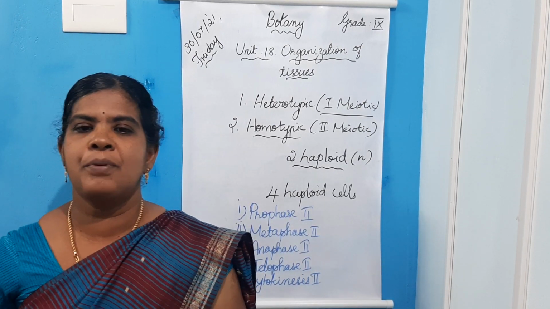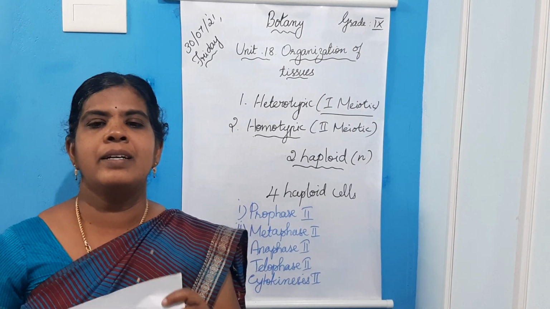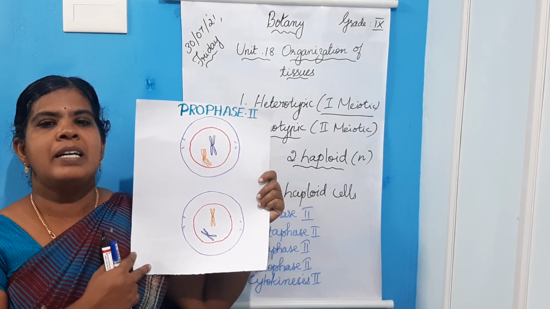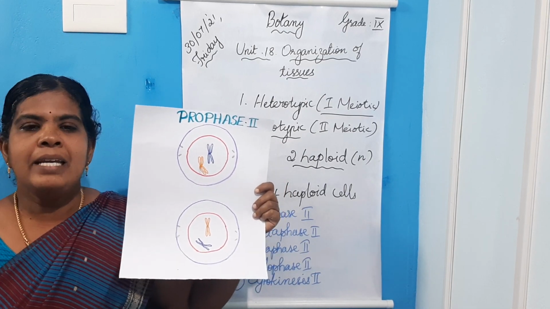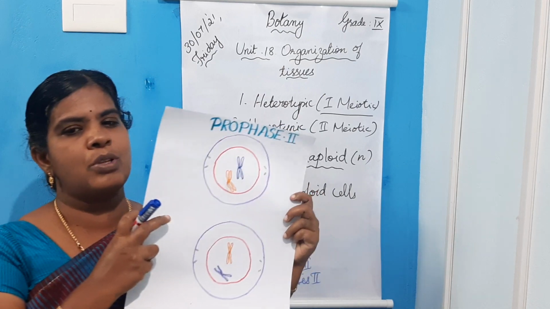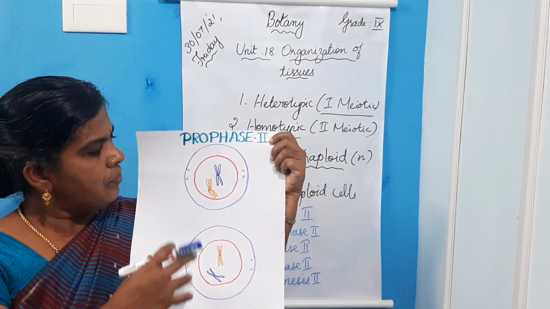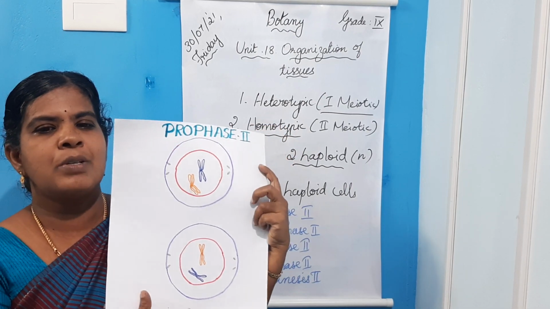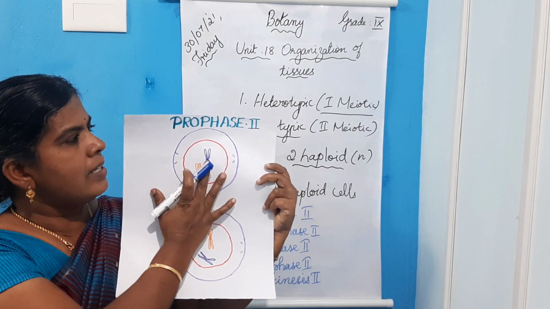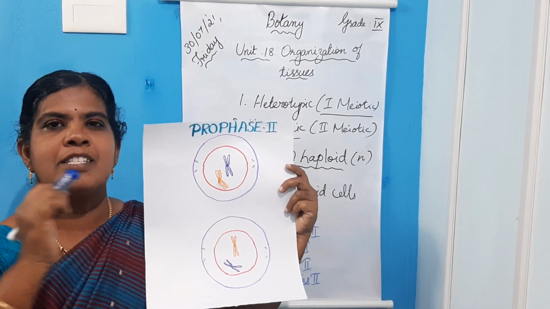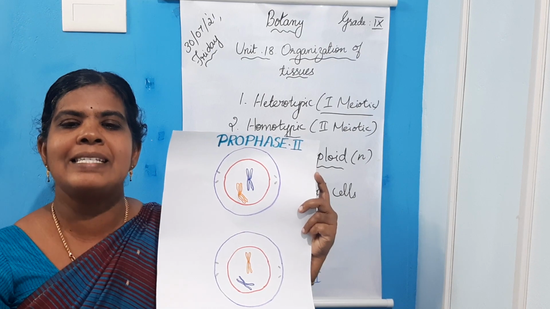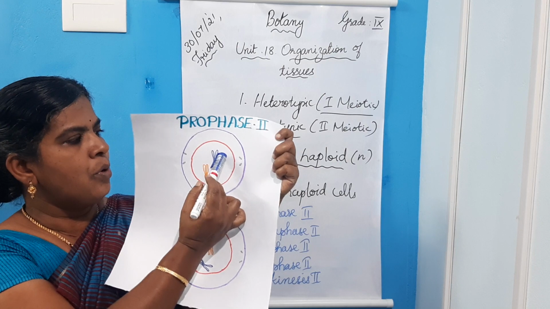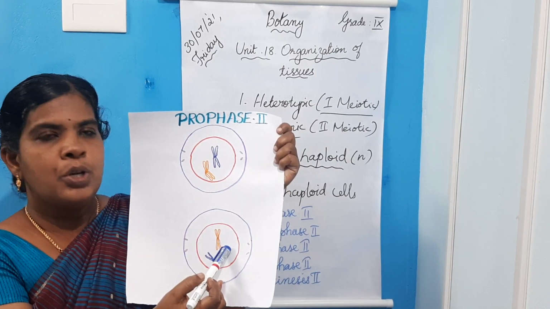The first phase is prophase 2. Here the centriole divides into two, and each moves to the opposite poles. In this stage, the spindle fibers and aster rays appear inside the cell. Now here there will be no nuclear membrane and no nucleolus.